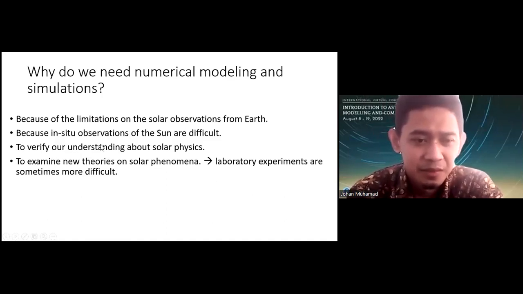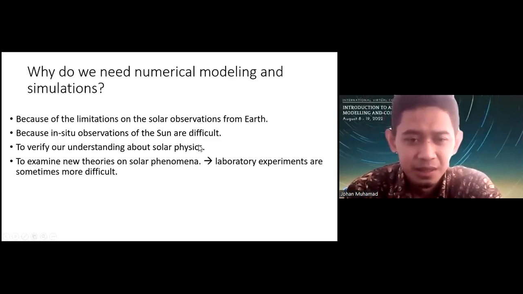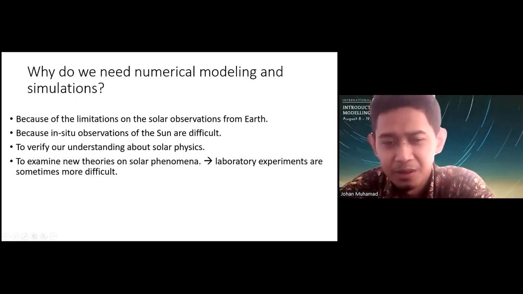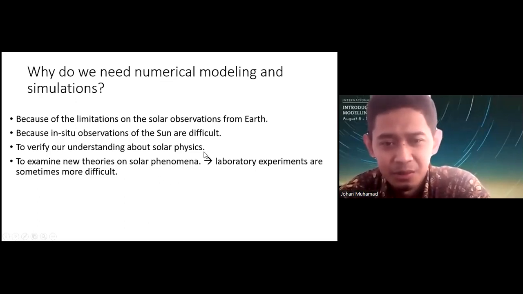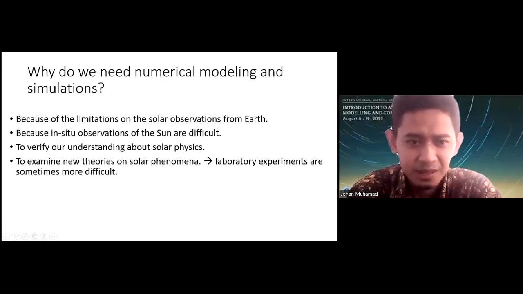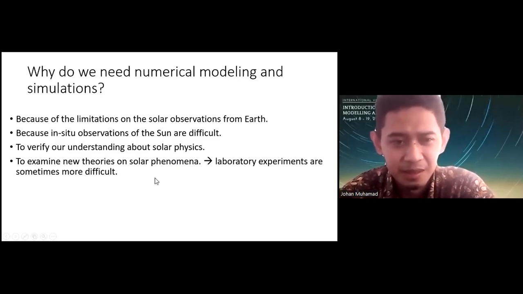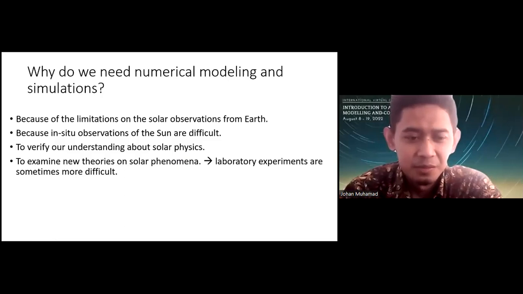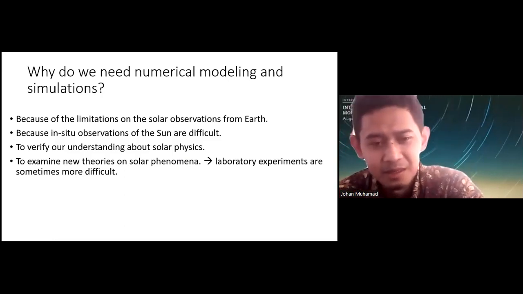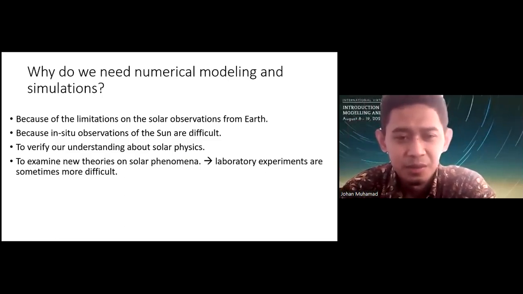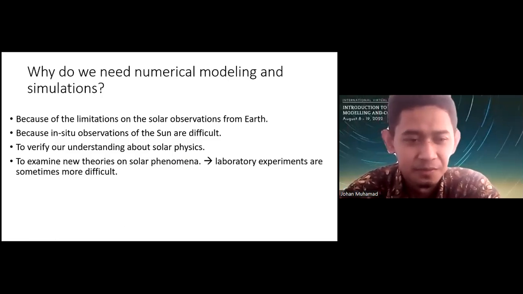And the third reason is to verify our understanding of solar physics. In solar physics we have so many theories, and some people are bringing new theories now, but it's very difficult to examine whether a theory is true or not. So we need numerical modeling and simulation. And because laboratory experiments are sometimes more difficult than making a simulation, people prefer to make a simulation and numerical modeling to test their theories and their understanding of some phenomena in the sun.